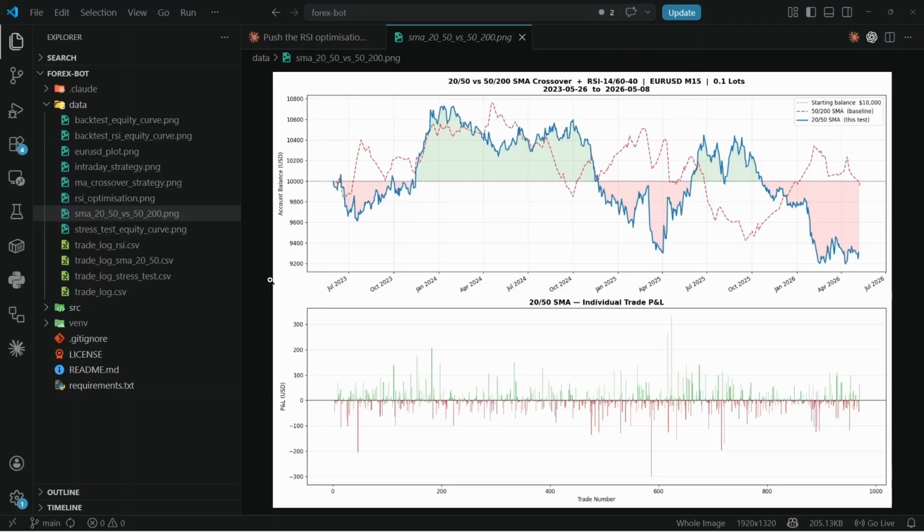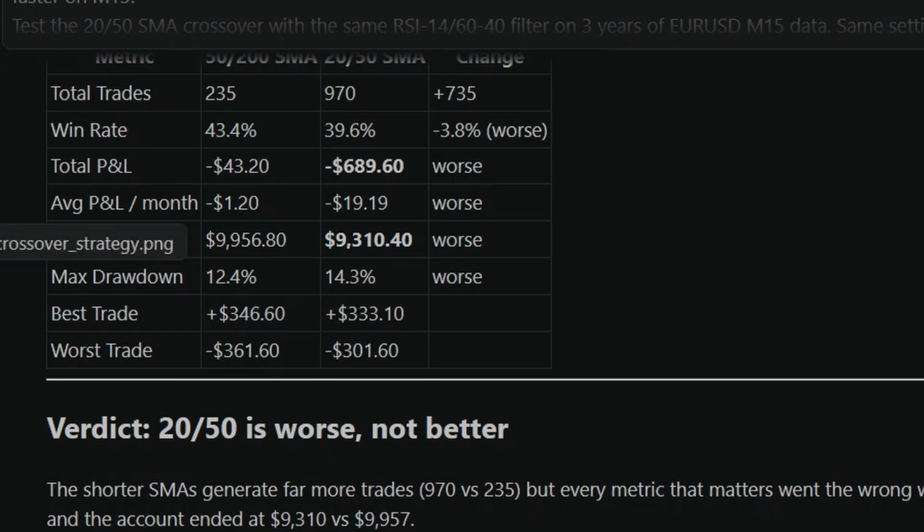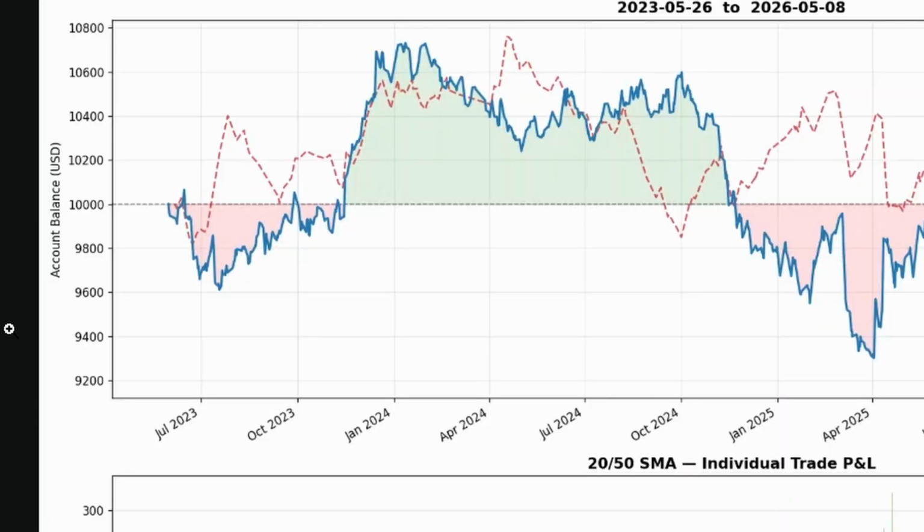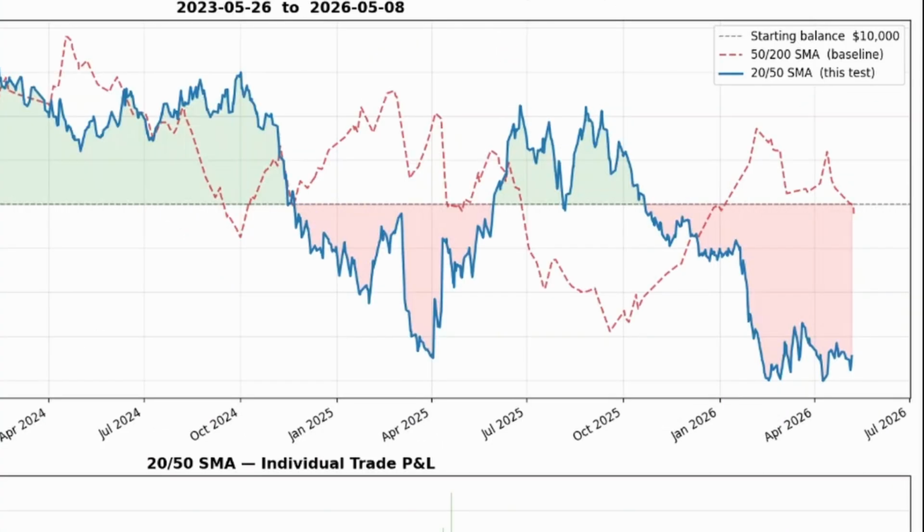In episode 8, we try to fix a failing strategy by making it faster. 20 and 50 SMA instead of 50 and 200. 970 trades, 39.6% win rate, minus $688. 16 times worse than before.